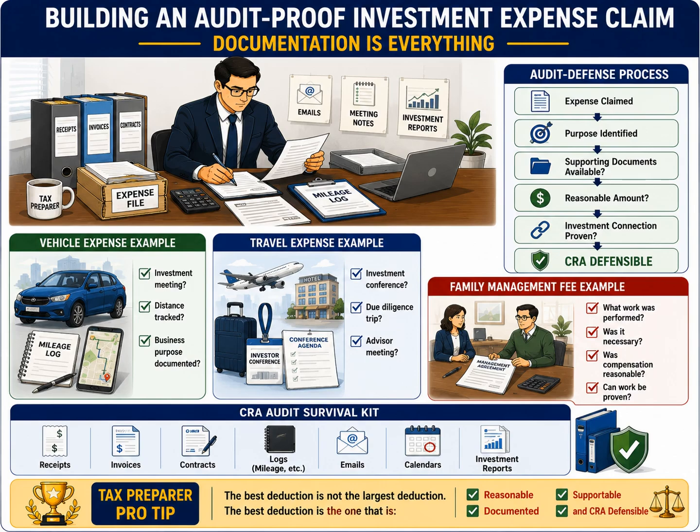The best deduction is not necessarily the largest deduction. The best deduction is the one that is reasonable, properly documented, fully supportable, and capable of surviving a CRA review. As tax preparers, our job is not only to identify deductions. Our job is to build files that can defend those deductions months or even years later if questions arise. When documentation is strong, audits become easier, reassessment risk decreases, and the corporation is in a much better position to support its tax reporting. That is why, in practice, documentation is everything.